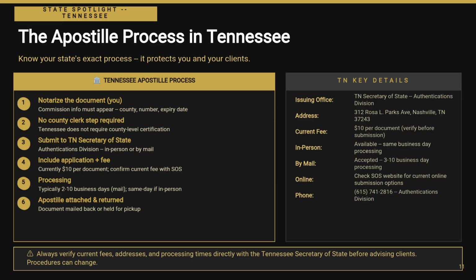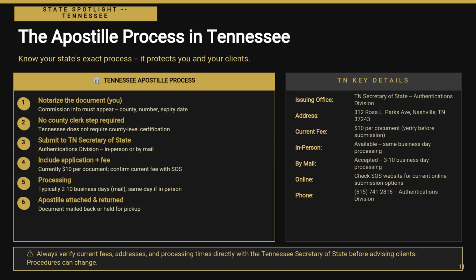Well, let's get specific to Tennessee, because knowing your state's exact process is what allows you to be genuinely helpful to clients, not just generally knowledgeable about apostilles. Here's what to know about Tennessee. The apostille process in Tennessee is actually quite straightforward compared to some states. Tennessee does not require a county clerk certification step between the notarization and the Secretary of State.